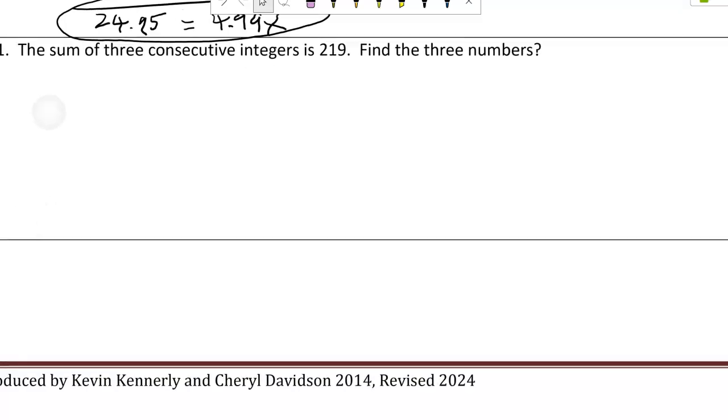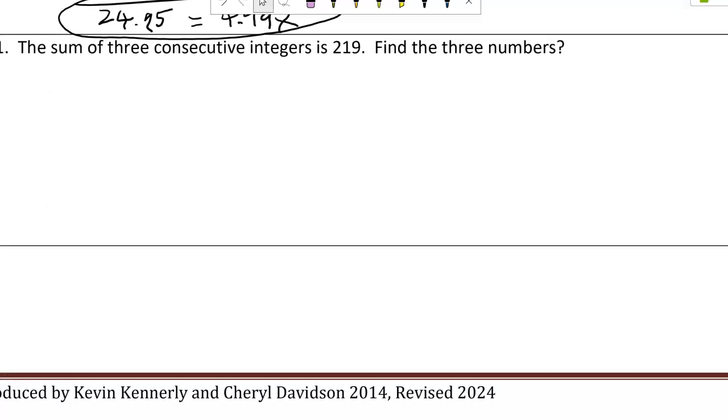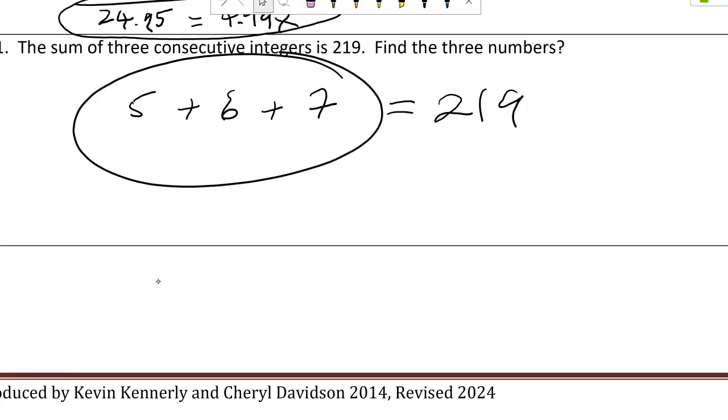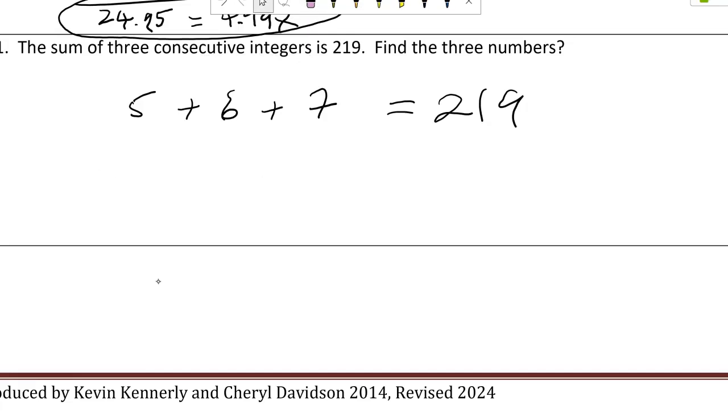Okay, consecutive integers. 3 consecutive numbers. So when we say consecutive, we mean in a row. So if we choose 5, then the next one is 6, then the next one is 7. And we're trying to get that to 219. Clearly, that's way too small. I've just told you, try the guess and check method. Like, how about 45, 46, 47? Let's see what that is. 45 plus 46 plus 47. That gets me 138. That's not enough, so I've got to go even higher.